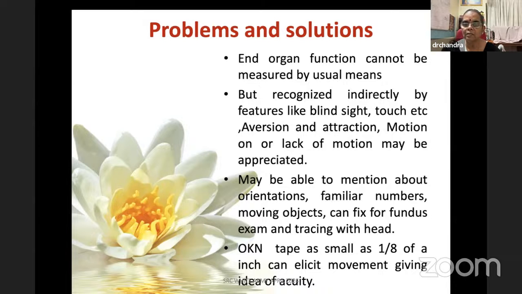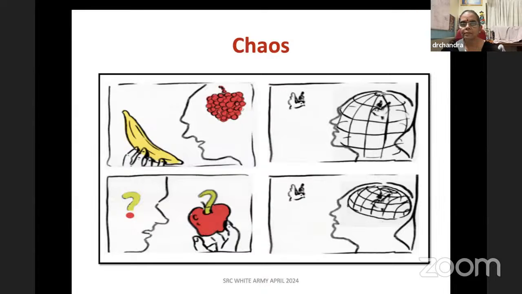For fundus examination, he should see the light of the ophthalmoscope, he will be able to do that. But he will say, I am not recognizing. And with an optokinetic tape, you can determine his acuity. Only if vision is there, optokinetic tape will generate a nystagmus. So you can use a very small object on the optokinetic tape and find out the nystagmus. The smallest size of the object at which the nystagmus is elicited is the acuity of vision of that person. So when there is agnosia, there is chaos.